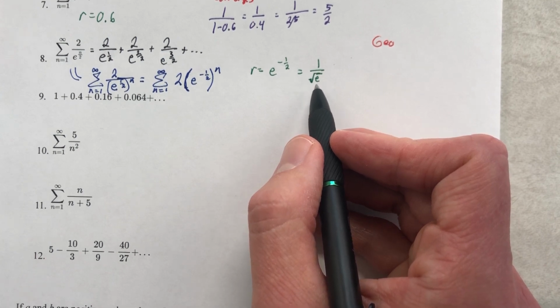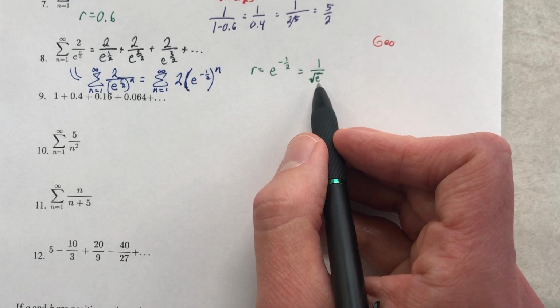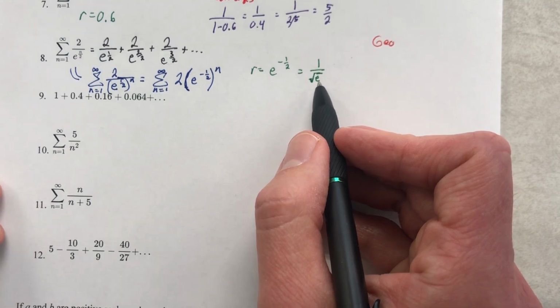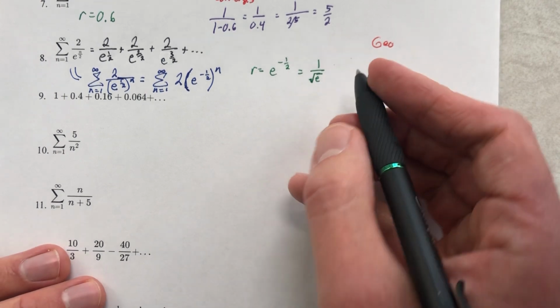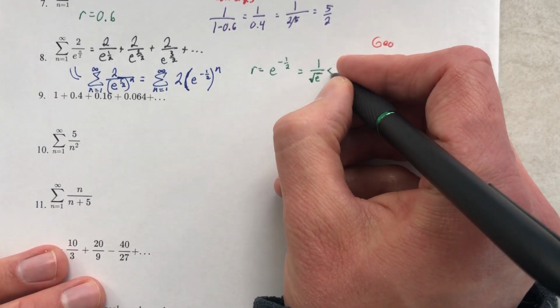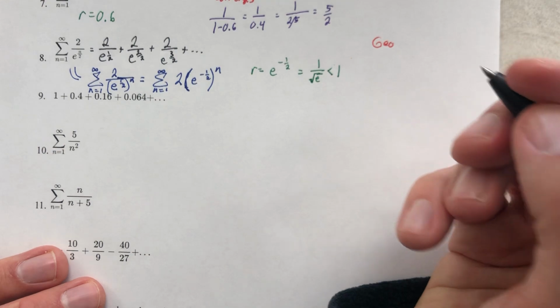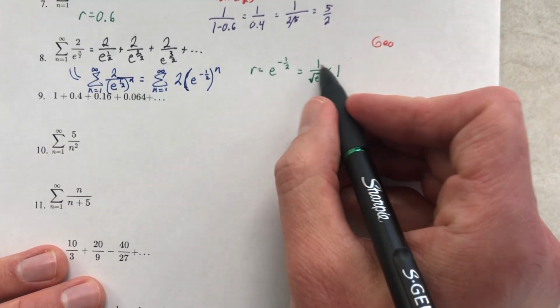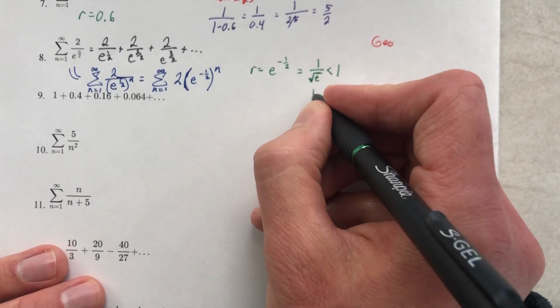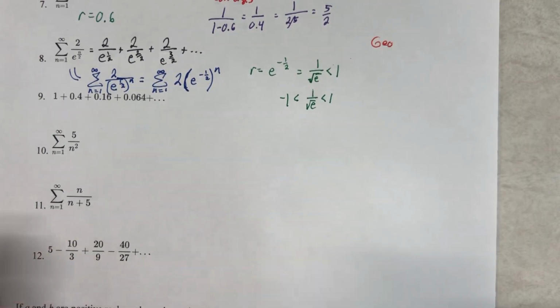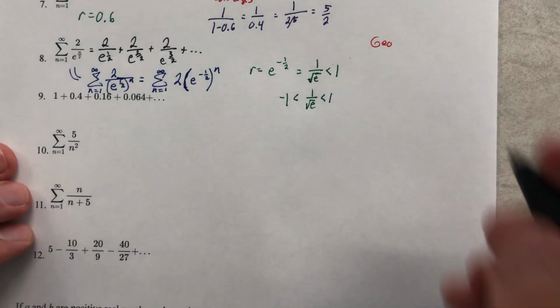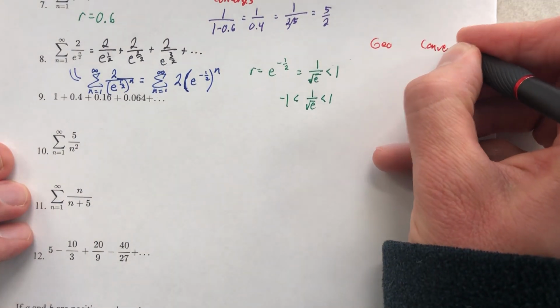Okay, so I'm pretending like this is calculator inactive for a second. So the square root of e is the square root of about 2.7, which is going to be less than 1. Now, if you want to get technical, because it's not negative, we could say that this is between 1 and negative 1, and for that reason, this thing's going to converge.